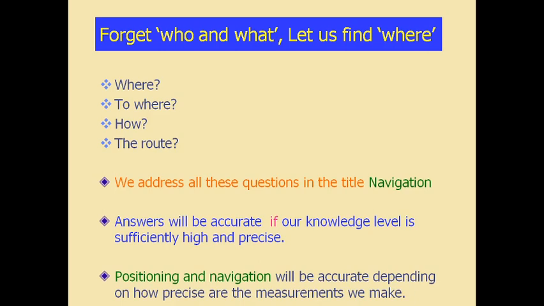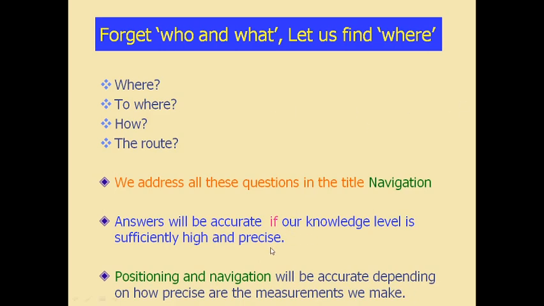So this is what navigation simply is. Where are you now? You wanted to go somewhere, and how can you reach there, which is the best way to reach there. These are things we call, in a general term, navigation. As I showed in the previous slide, the answer to any such question will be accurate only if your knowledge is perfect. So answers will be accurate if our knowledge level is sufficiently high and precise.